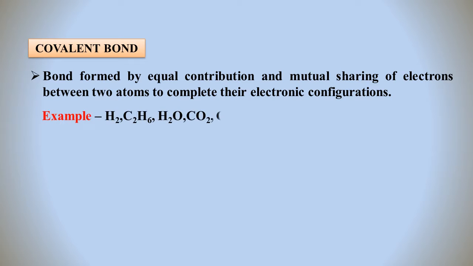Okay, what do we have for examples? We have here hydrogen H2, and a kind of organic compound we call methane CH4, ethylene C2H4 and ethane C2H6, water H2O, carbon dioxide CO2, chlorine molecule Cl2, nitrogen molecule N2, and acetylene C2H2.